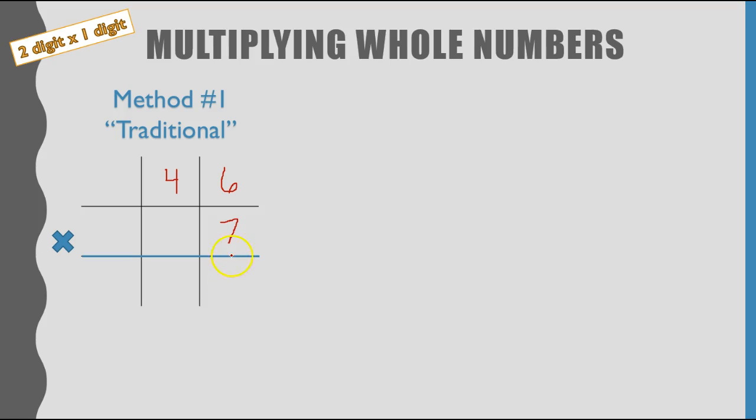So the first thing I'm going to do is say 6 times 7 is 42. I'm going to carry the 4. Now I'm going to say 7 times 4 is 28. Plus 4 is 32. Okay, so our answer is 322. Now let me show you a different method.